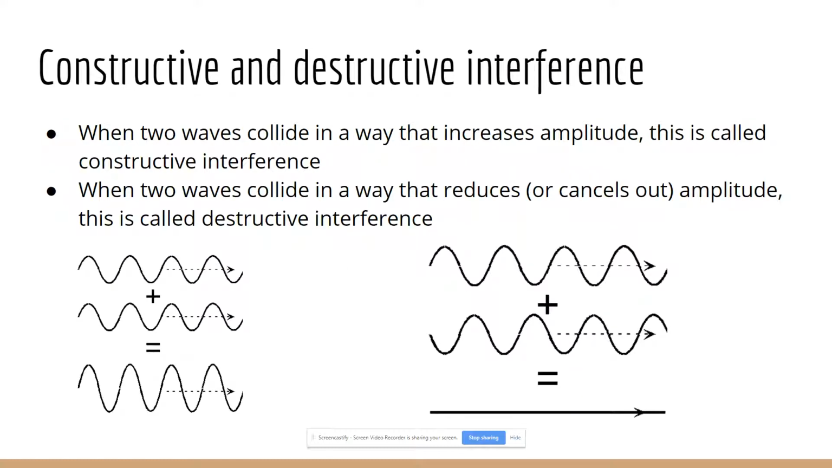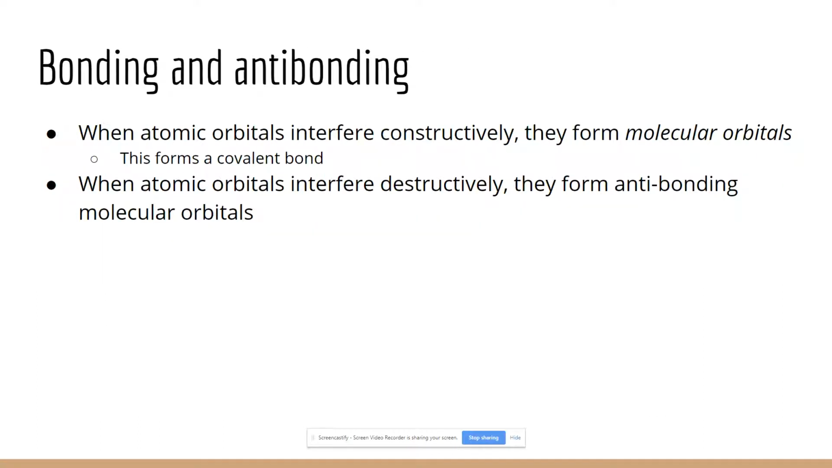Pause here. You don't need to draw the pictures. I probably discussed this with you last year, but we're going to talk about it a little bit more again, which is constructive and destructive interference. If you have 2 waves that are colliding in a way that increases the overall amplitude, this is called constructive interference. Whereas if they're interacting in a way that reduces or completely cancels out to 0 the amplitude, that's called destructive interference. If we're talking about orbitals, these are the wave-like properties of electrons. They can constructively and destructively interfere with one another, which is why certain molecules do not exist, because there's too much destructive interference. Pause here.